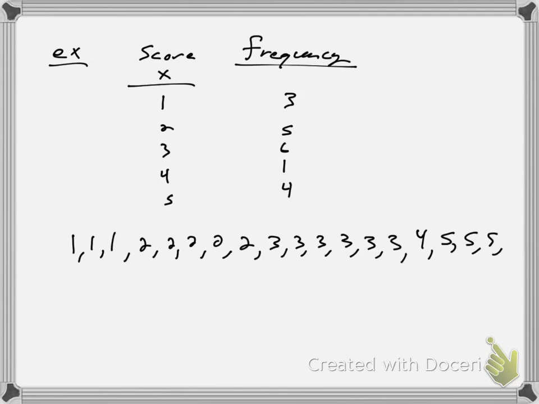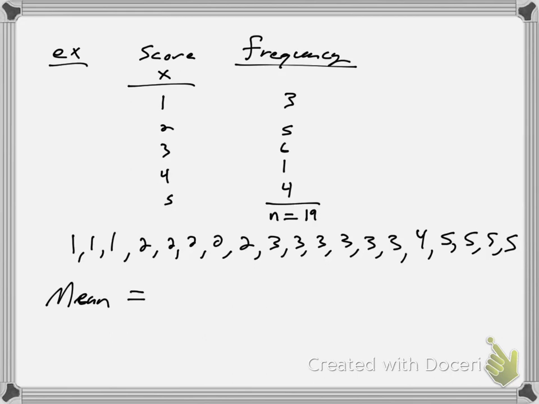So how many total are there? All right, so I'm just writing this out. The total number, the n number, looks like n equals 19. 3 plus 5 is 8, plus 6 is 14, plus 1 is 15, plus 4 is 19. There's 19 total things. So if I want to find the mean, to start off with, I've got to add all these up.